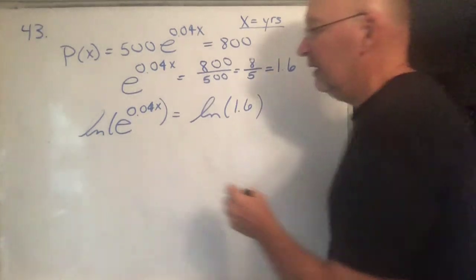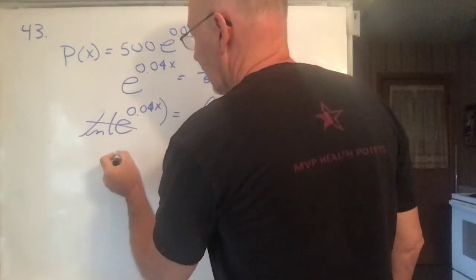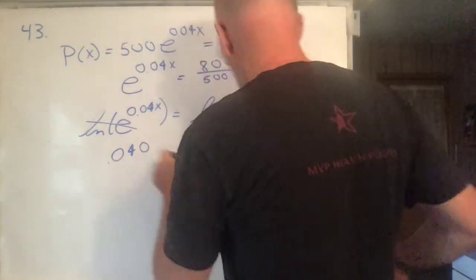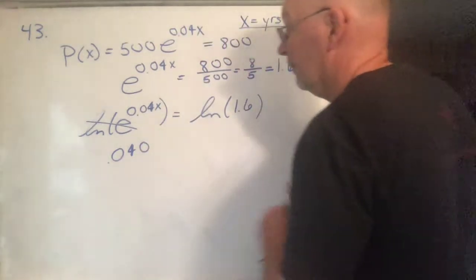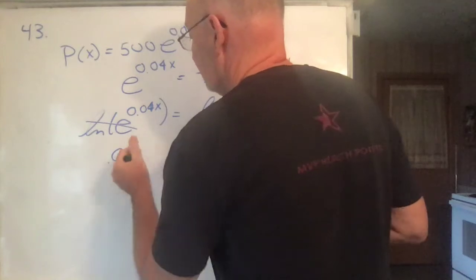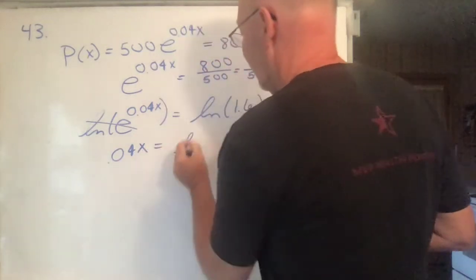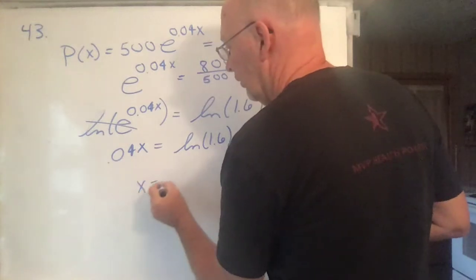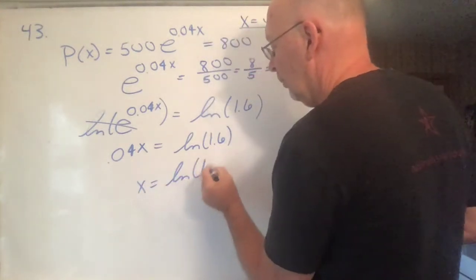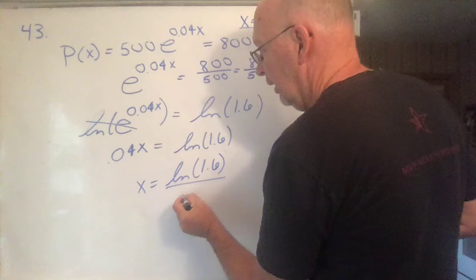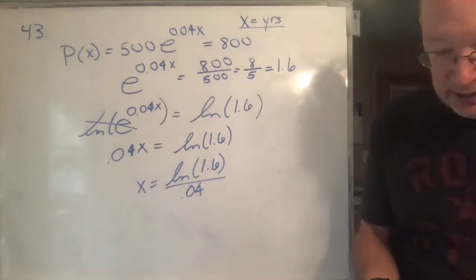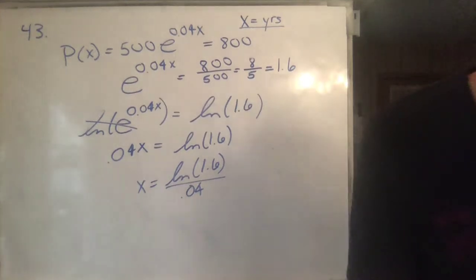The ln of e to anything just cancels them out, and I get basically 0.04x, I'm sorry, 0.04x is equal to the ln of 1.6, and so x is equal to the ln of 1.6 divided by 0.04. And if you calculate that on your calculator, no way you can do that without a calculator.